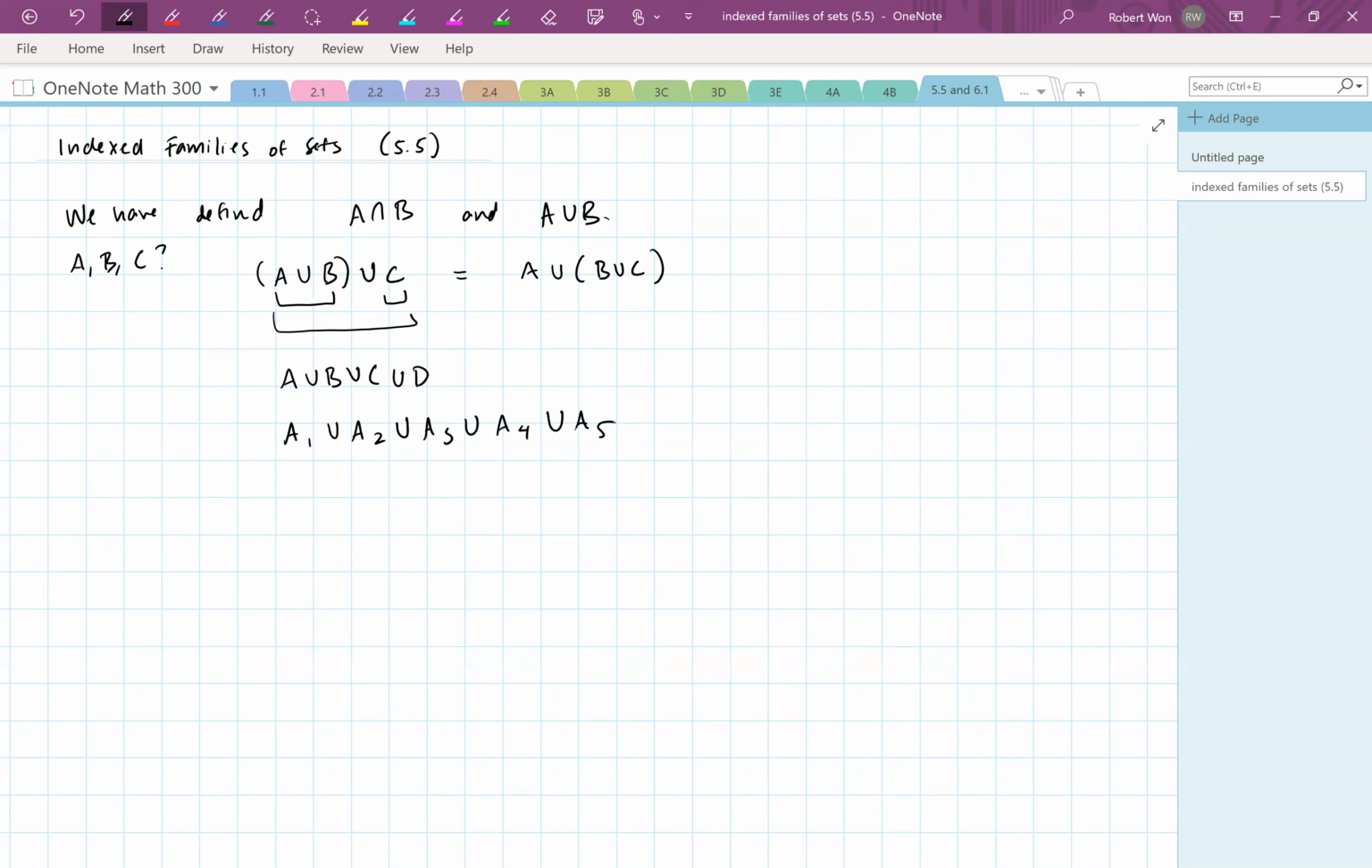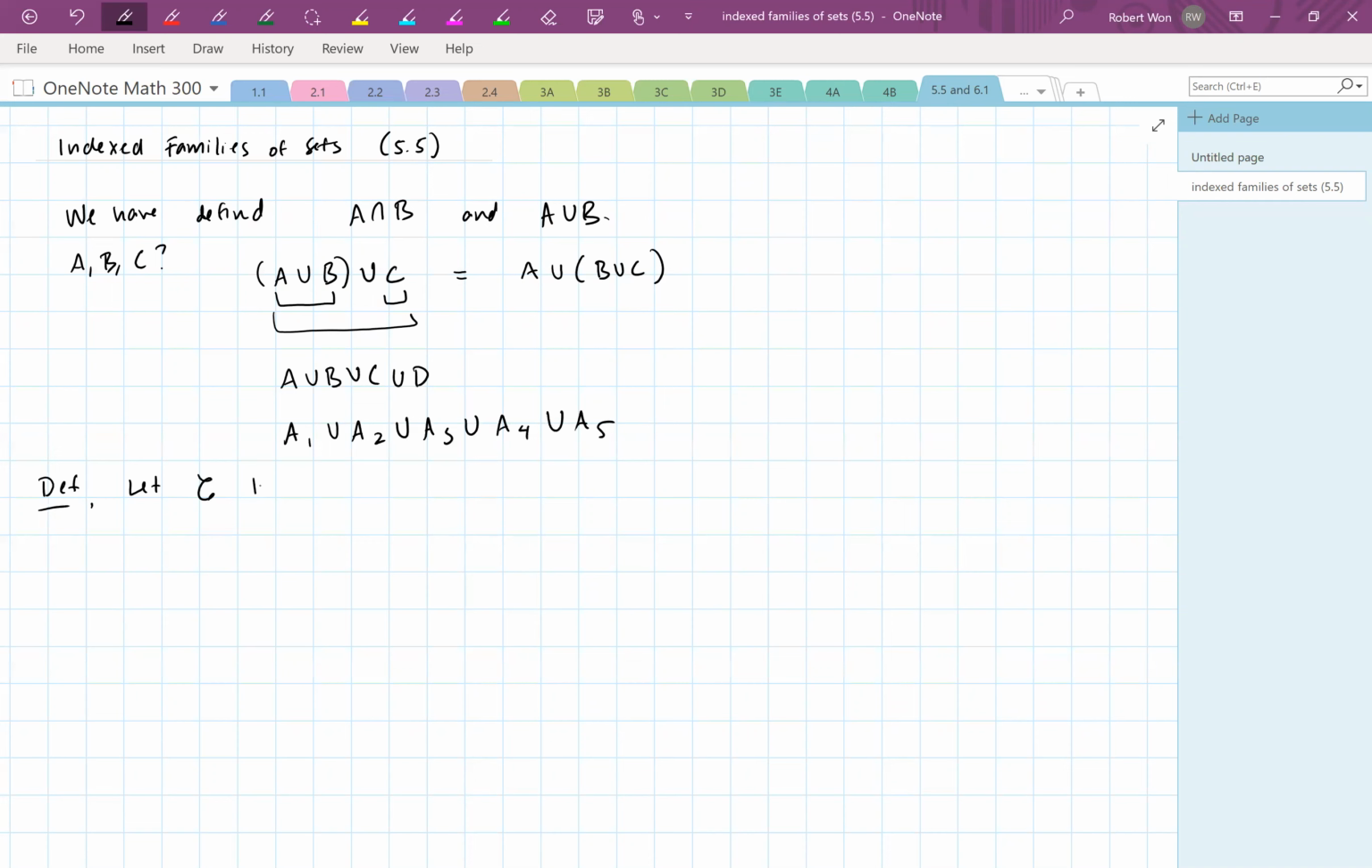What's not included in this definition is if I want to take a union of infinitely many sets. But it turns out that this definition also makes sense. You can take unions and intersections of arbitrary numbers, including infinite numbers of sets. And in fact, many times it's very natural to do so. But since it's not covered in our definition, we need to write down a definition that will cover it. Okay, so here's the definition.